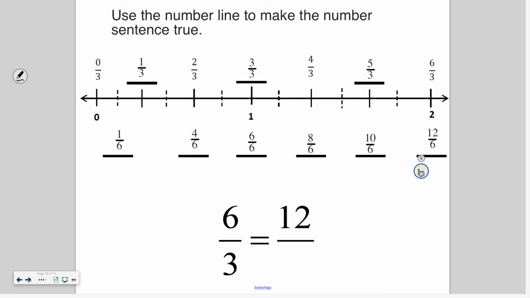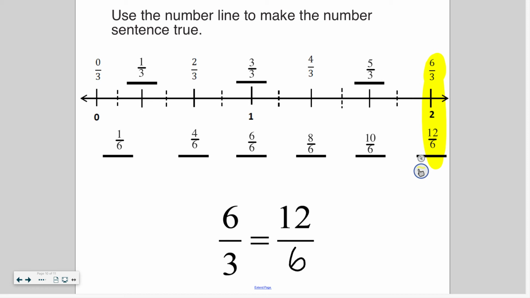And try this last one. 6/3 is equivalent to what fraction? So again, pause now, find the equivalent fraction for 6/3, and then press play to check your work. So I see 6/3 is up here. If I look down, the equivalent fraction for 6/3 is 12/6.